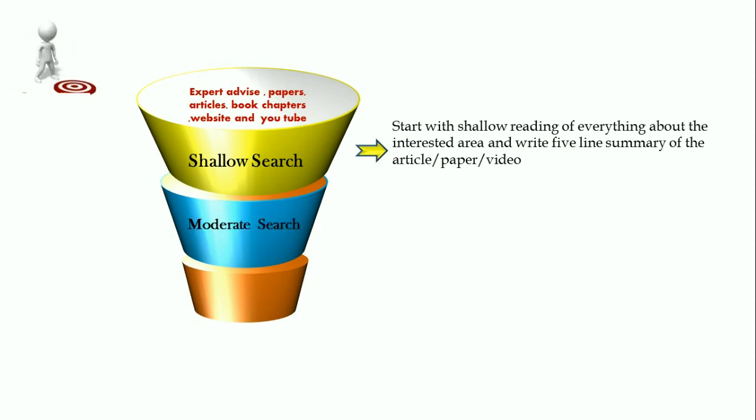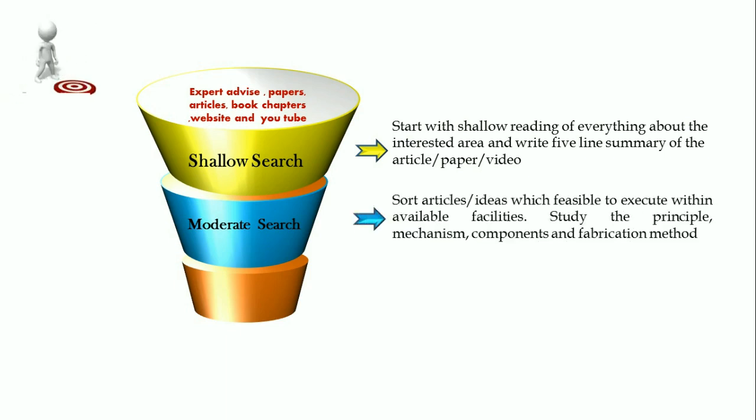The second search is the moderate search. In this step, you have to sort the articles or ideas which are feasible to execute within the available facilities. Then study the principles and mechanisms involved, the components required, and the fabrication method to be adopted to make the project.